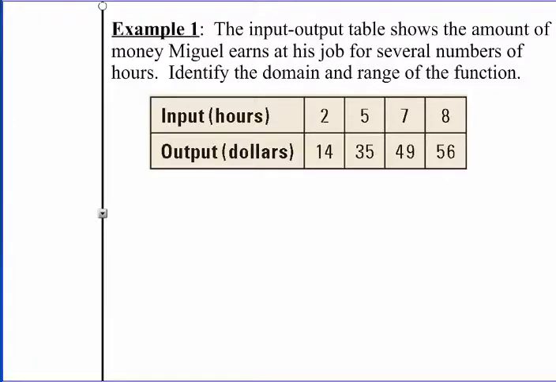So here's an example. We have an input-output table. It shows the amount of money Miguel earns at his job for several numbers of hours. Identify the domain and range of the function. So here is an example where I'm asking you to identify the domain. So you write domain, and then you're going to list all the values in the domain. In this case, 2, 5, 7, and 8. So the domain is all the input values or x values.